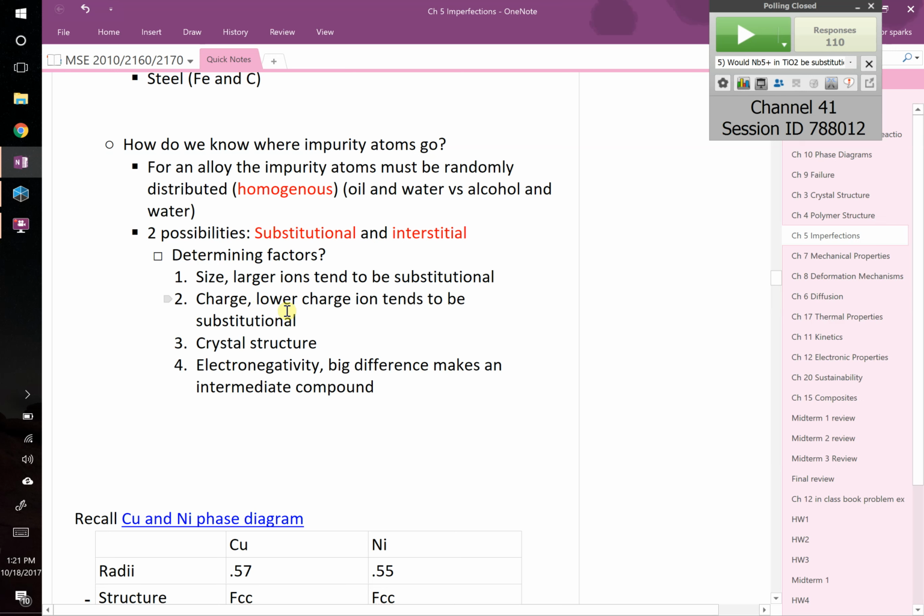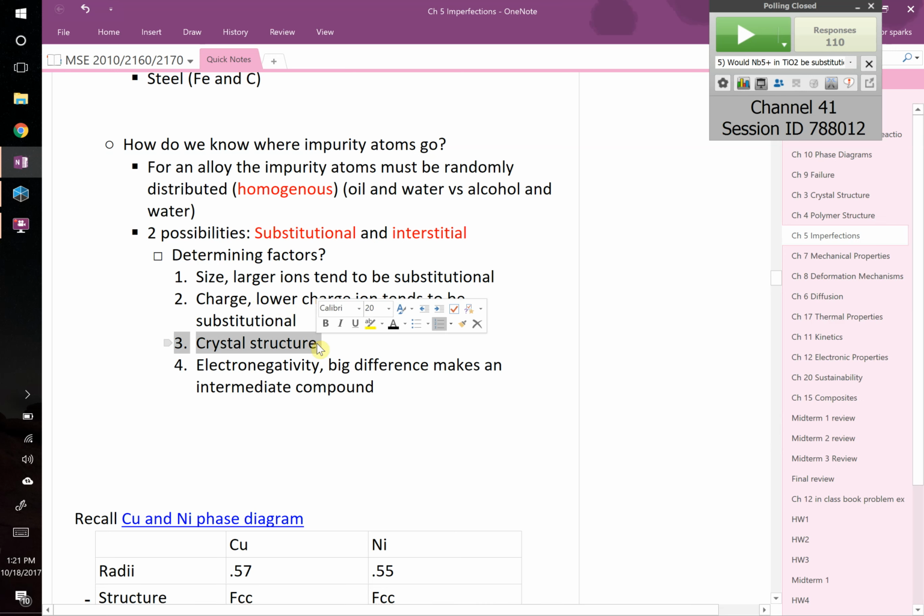Charge: a lower charge ion tends to be substitutional. The reason for that is if it's lower charge, it tends to be bigger in size. The higher the charge, the higher the oxidation state, like aluminum 3+, right? That's a higher oxidation state. Or titanium 4+ versus titanium 2+, it gets smaller, right? The higher the charge, the smaller it gets. So the lower the charge, the bigger it gets, so it's going to substitute.